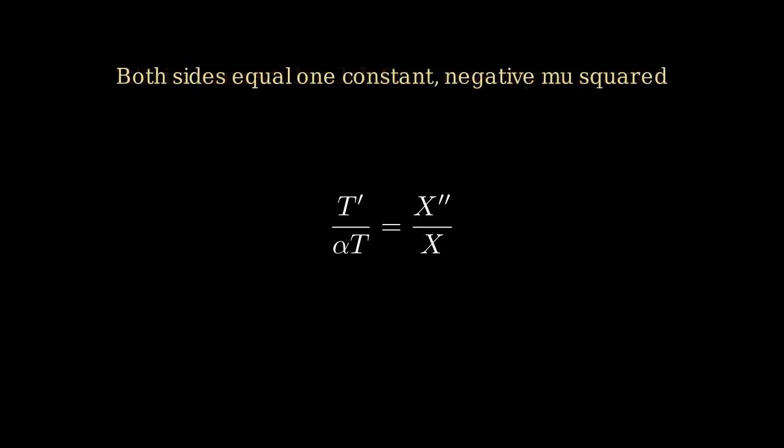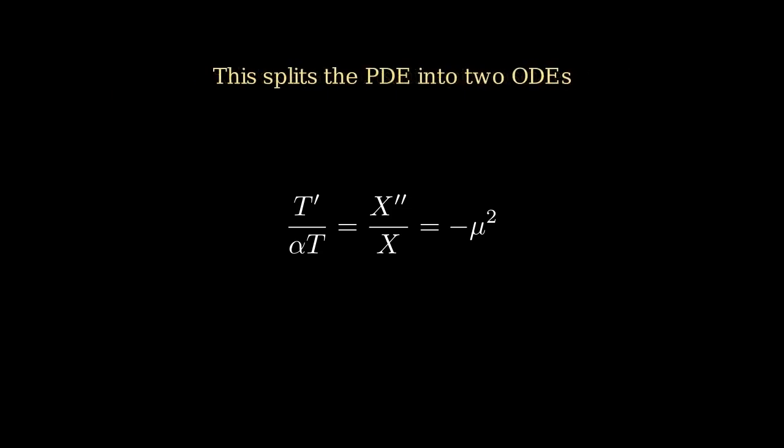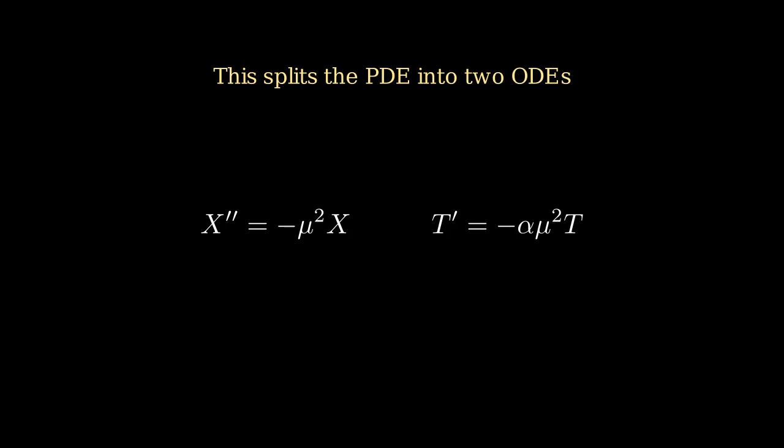The only way a function of x alone can always equal a function of t alone, no matter what x and t are, is if both sides are equal to one fixed constant. We usually call this constant minus mu squared. This single fact is what allows us to break the partial differential equation into two separate ordinary differential equations, one in x and one in t.